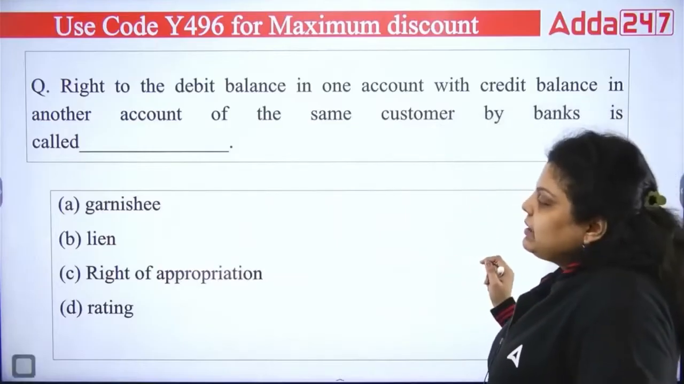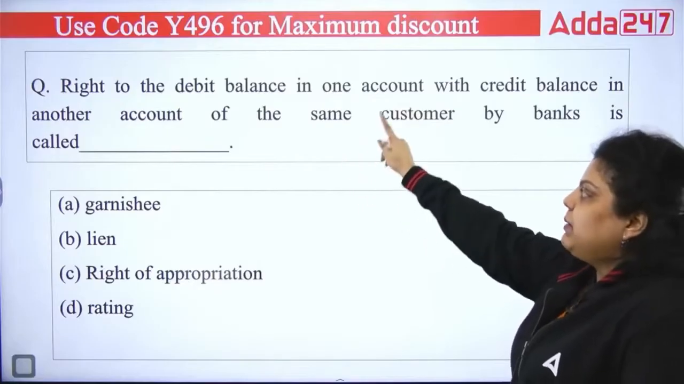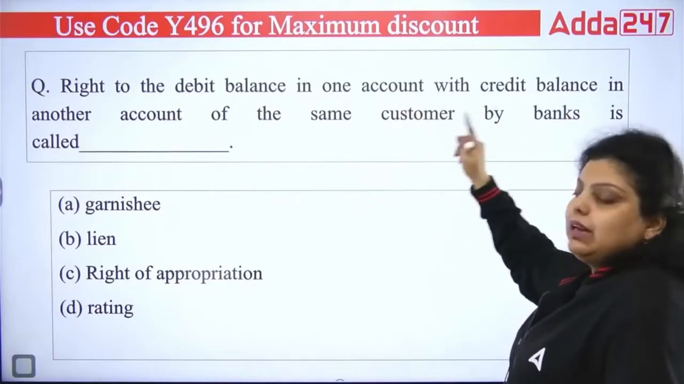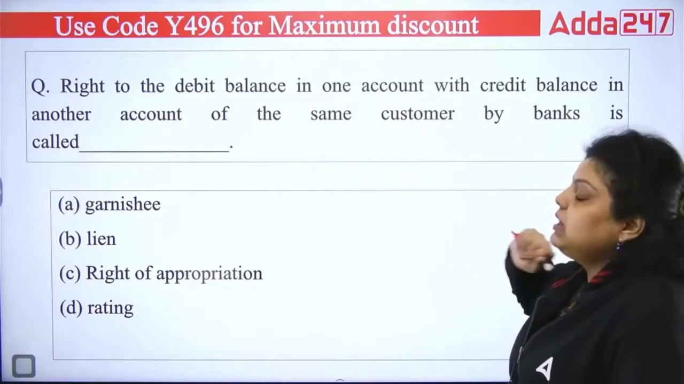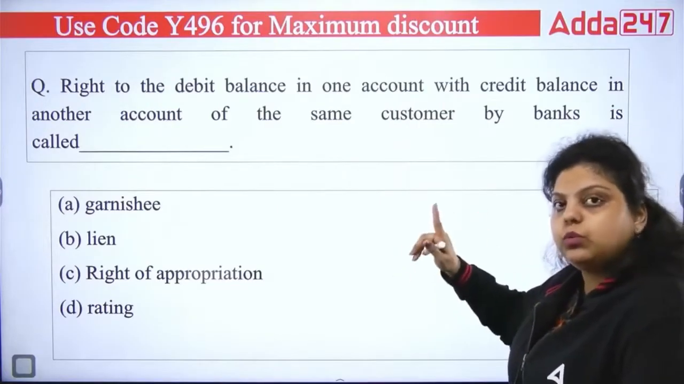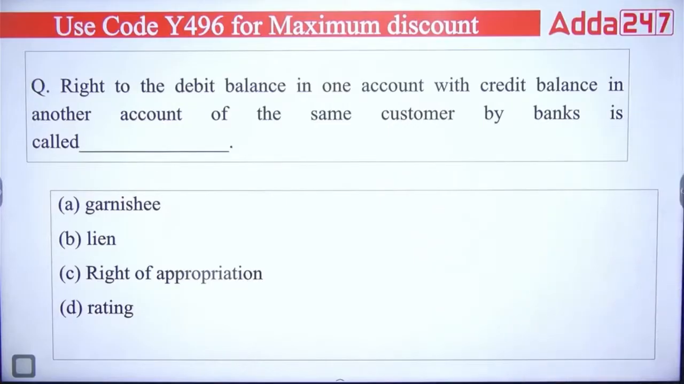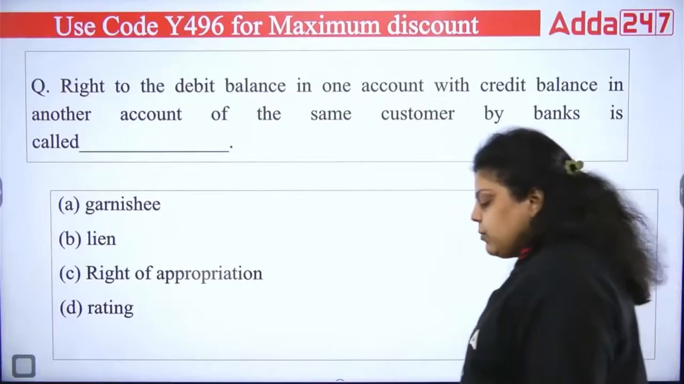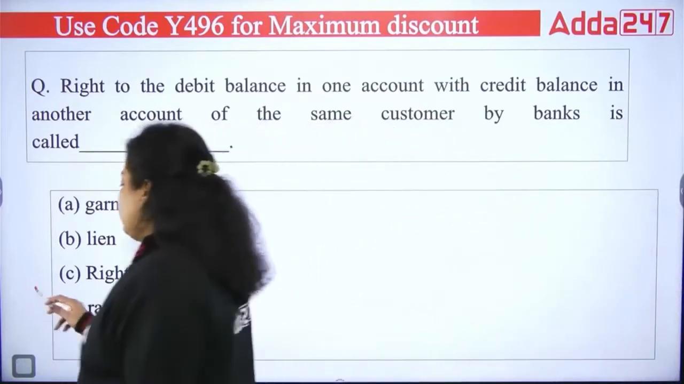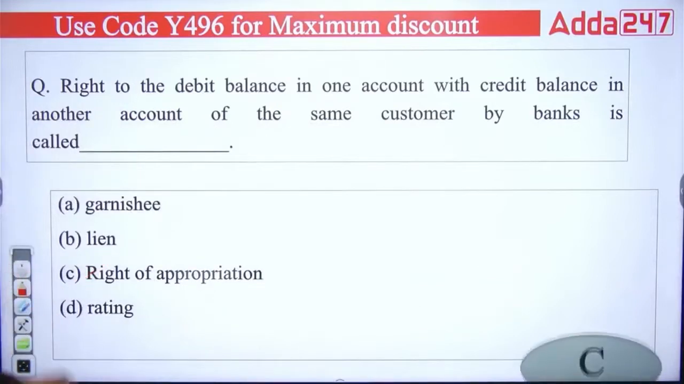So now what is the bank doing? The bank has a right to do what? To set the debit balance in one account against the credit balance in another account. The bank has the right here to manage both, to exchange both. So the bank will take money from my one account and deposit it to the credit balance in my other account. So this right of a bank is known as what? Right of appropriation. Okay, so the right answer will be your C.